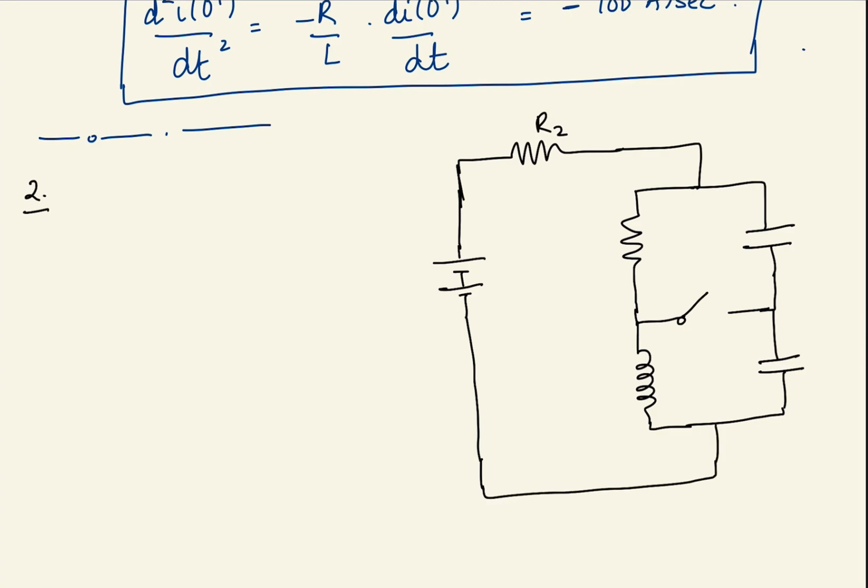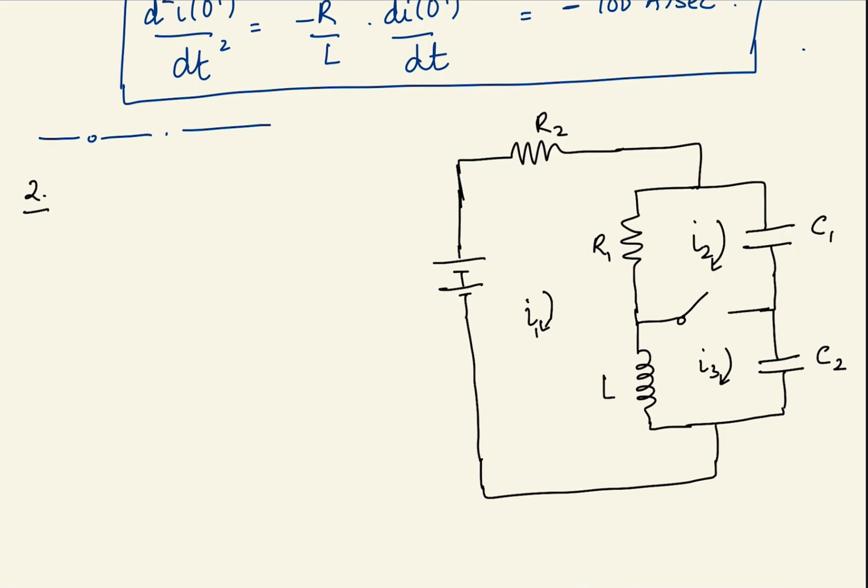So this is the network. This is R2, this is R1, this is C1, this is L, this is C2, this is current I2 here, this is current I1 over here, and this is current I3 here. Fine. So let's see the conditions that are given to us.